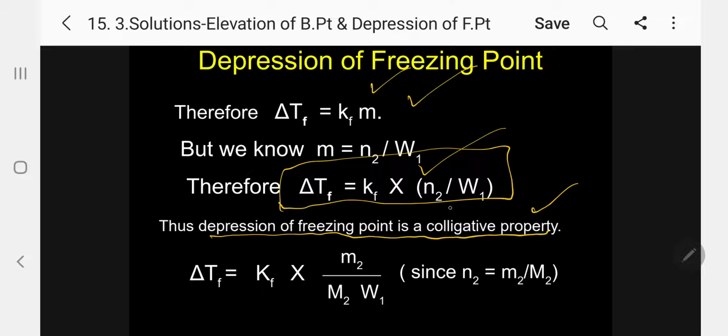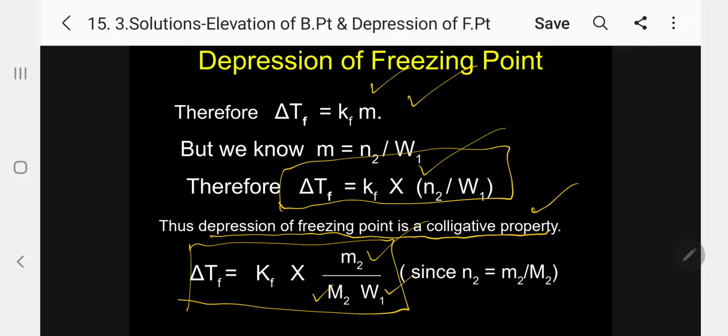Let me substitute now the value of n2 to get this equation. Since n2 is equal to small w2 by capital M2, delta Tf is equal to Kf into w2 by capital M2 into W1. What are these? This is the mass of the solute, and this is the molecular weight of the solute.